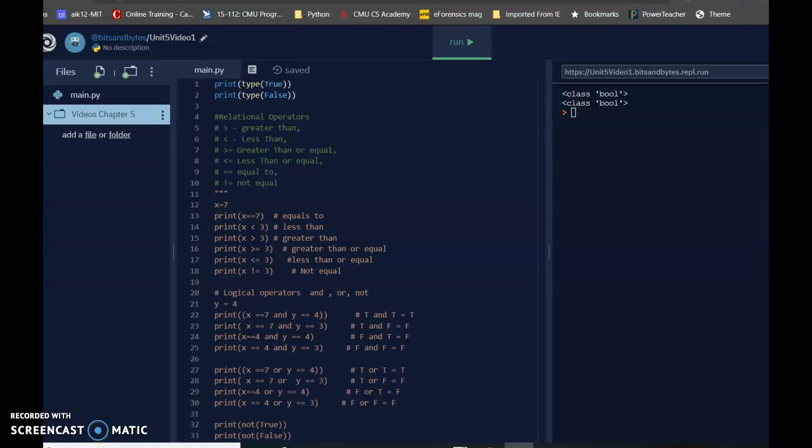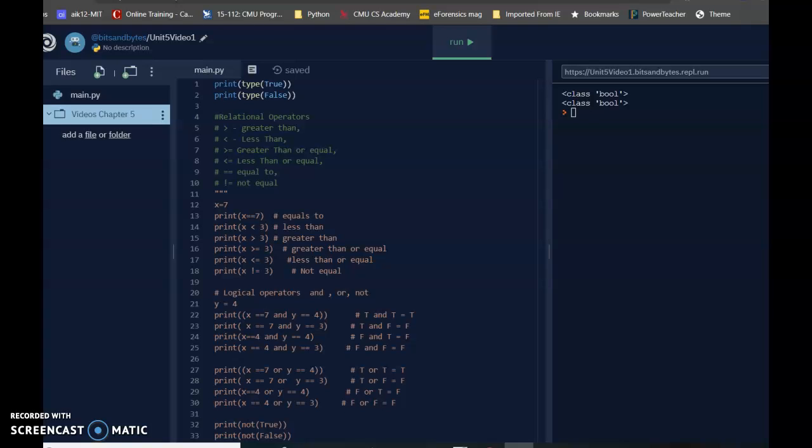Okay, welcome to Unit 5. This is the very first video of Unit 5, and today we're going to be talking about Boolean, relational operators, logical operators, and we're going to introduce the if statement if we have time.